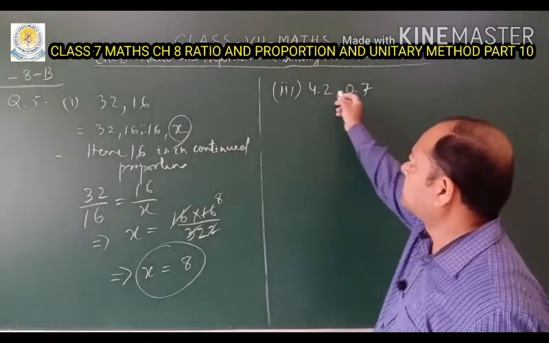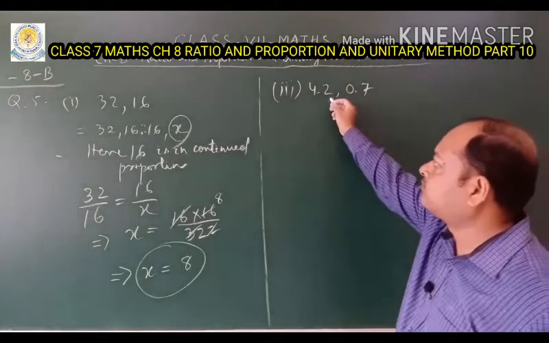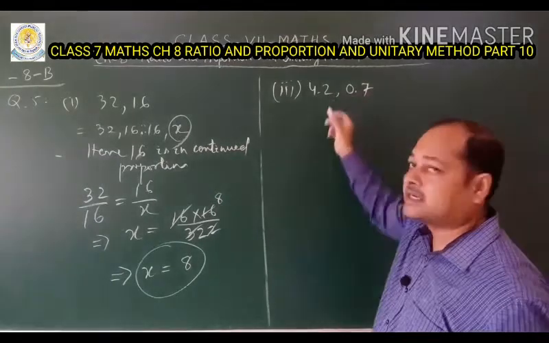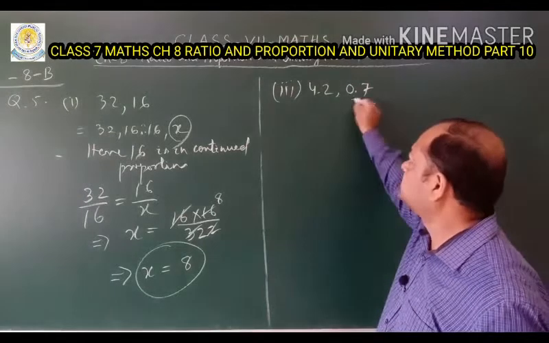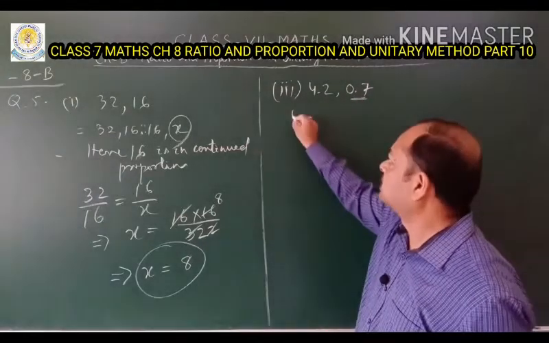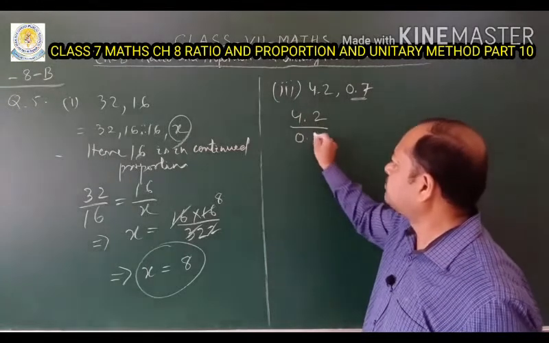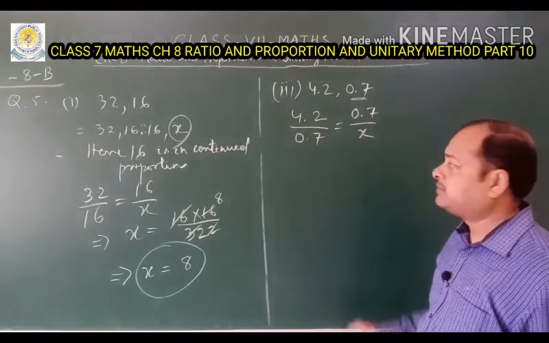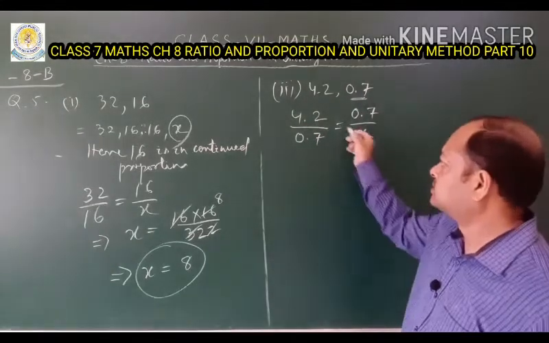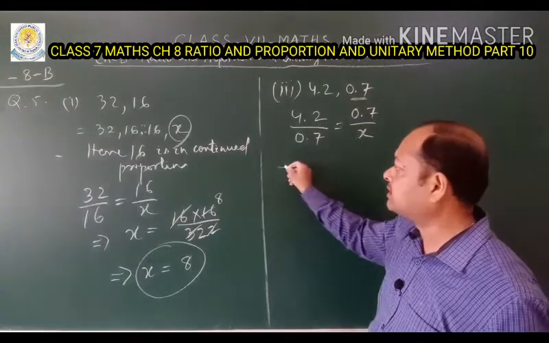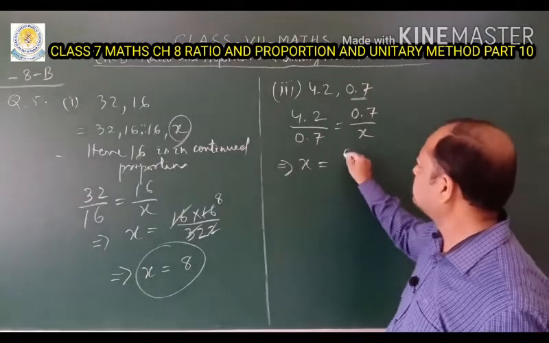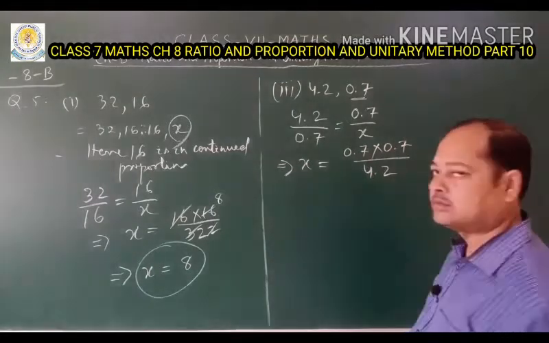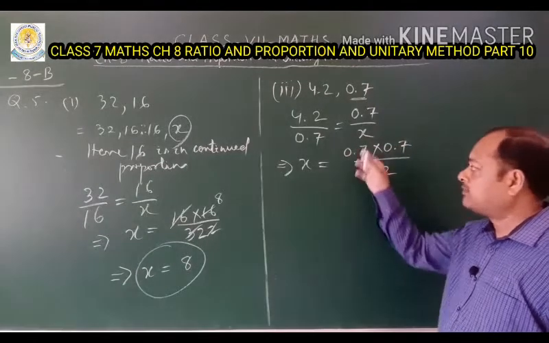Now look at question number 3. Here it is giving 4.2 and 0.7. We'll take the third proportional as x. So what is the continued proportion? 0.7 will be in continued proportion. So you can write 4.2 by 0.7 equals 0.7 by x, because I am taking x as the third proportional. You have to solve this equation, then you will get the value of x. So x equals 0.7 into 0.7 by 4.2. Taking the transpose, I am getting this value.